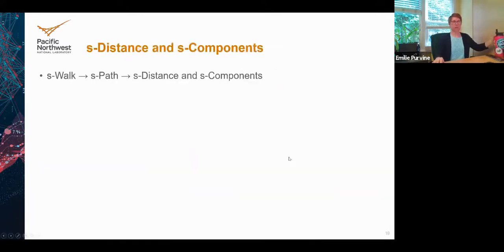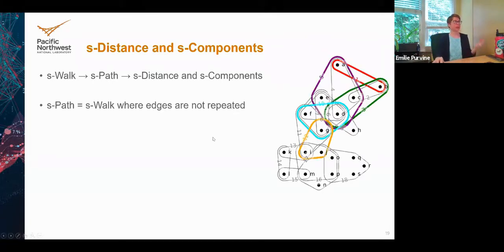Okay. So just as we build up in graphs from walks to paths to distances to components, we can do the same in a hypergraph. So an S path is an S walk where edges are not repeated. In this case, I could think of my walk as going from 5 to 3 to 1, back to 5 to 10, and then to 12. But if I want to make a path, I could remove that detour and just go from 5 to 10 to 12. This is a 1 walk or 1 path because all my intersections are size 1.